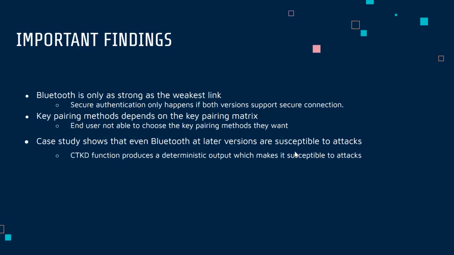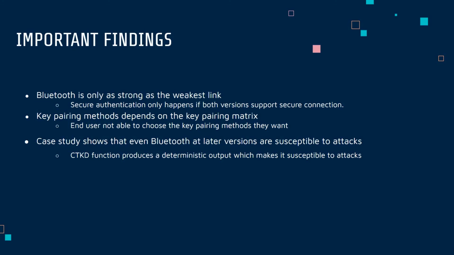as attackers can brute force to obtain the key used for pairing, making the connection process vulnerable. Next, key pairing methods depend on the key pairing metrics. This means that end users are not able to choose the key pairing methods they want. As much as we agree that passkey entry establishes a more secure connection than Just Works, it ultimately depends on the key pairing metrics. Certain devices do not have an interface for end users to enter the passcode, which is why those devices are limited to using the Just Works pairing method.